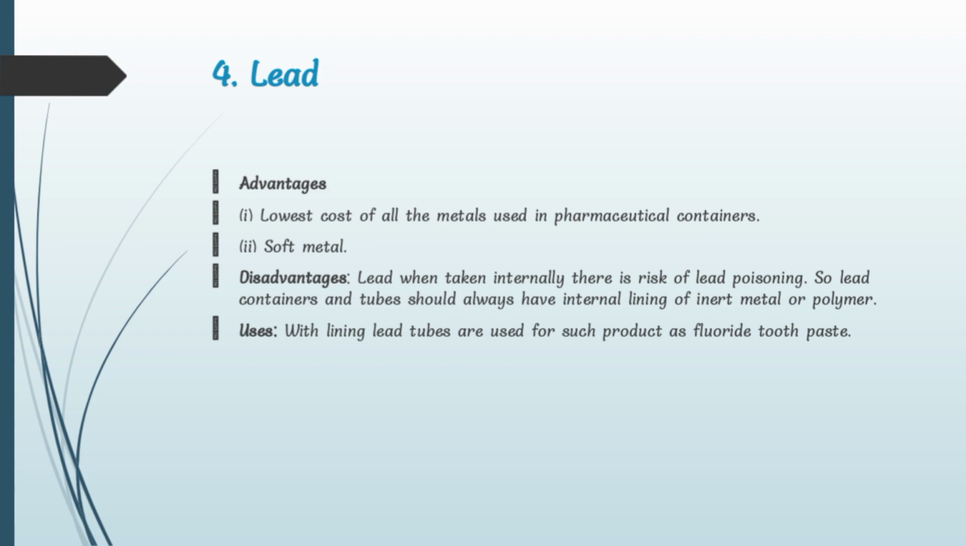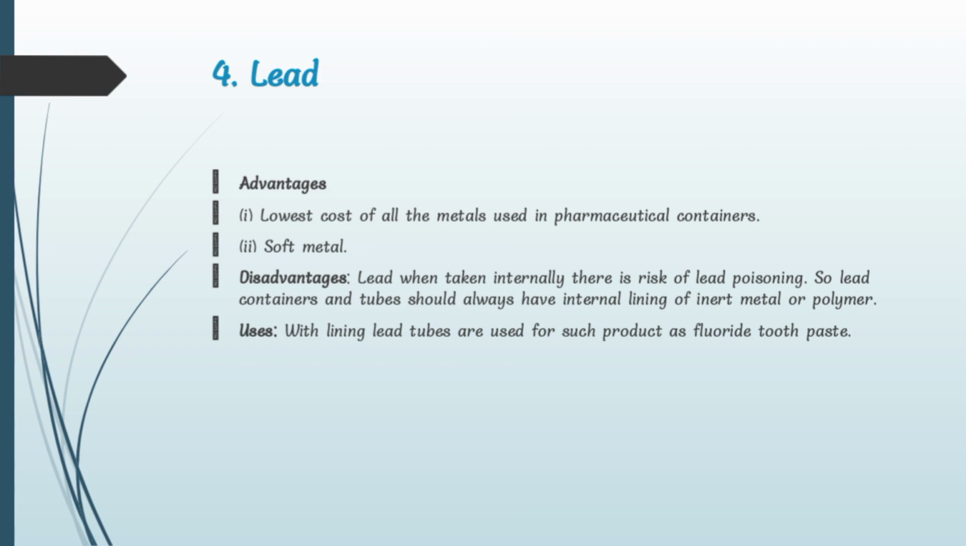Lead. Advantages: lead is the lowest cost of all the metals used in pharmaceutical containers, and it is a soft metal. So what are the disadvantages? When taken internally, there is a risk of lead poisoning. So lead containers and tubes should always have an internal lining of inert metal or polymers. Uses: with lining, lead tubes are used for products such as fluoride toothpaste.